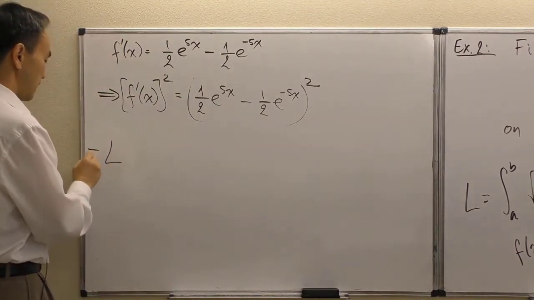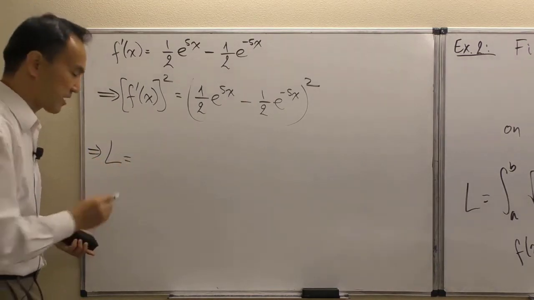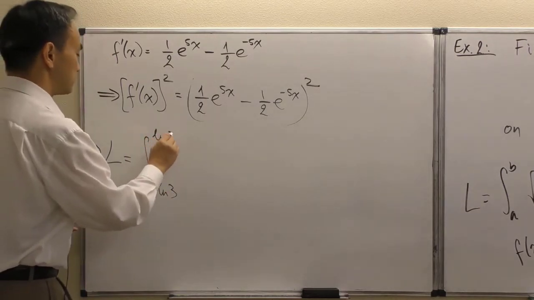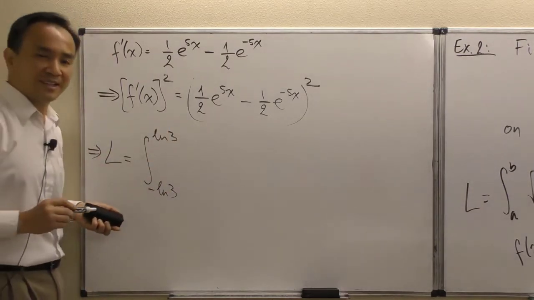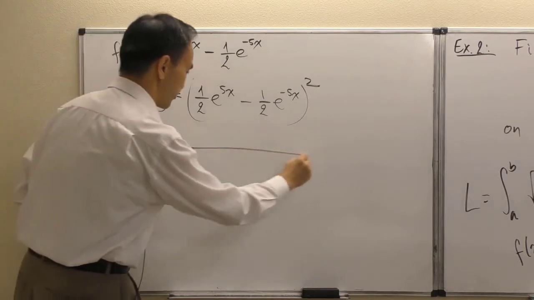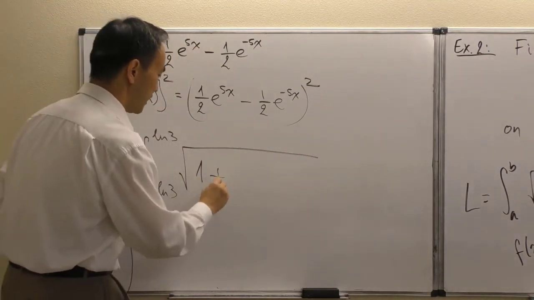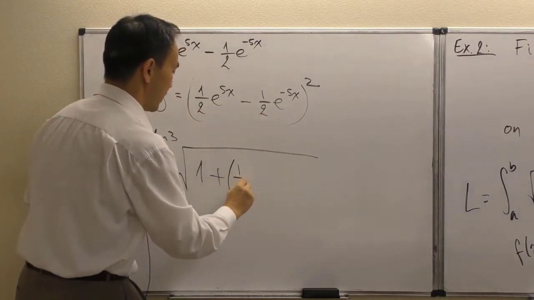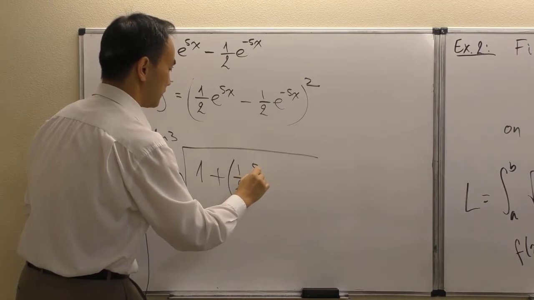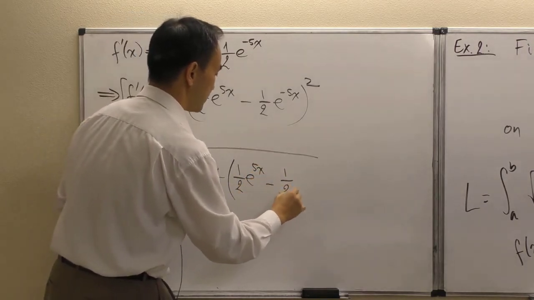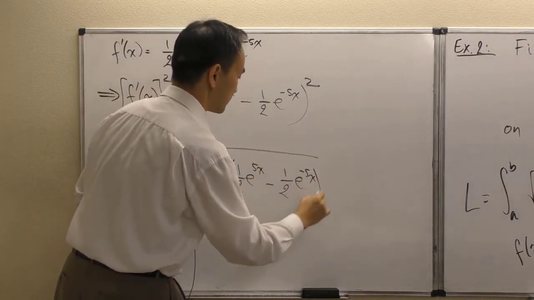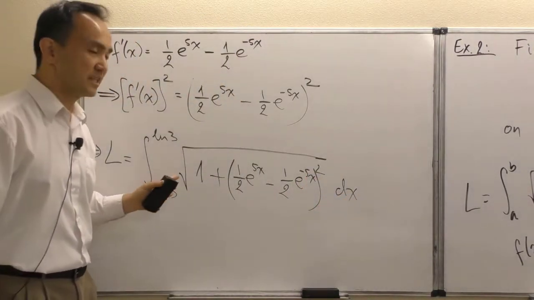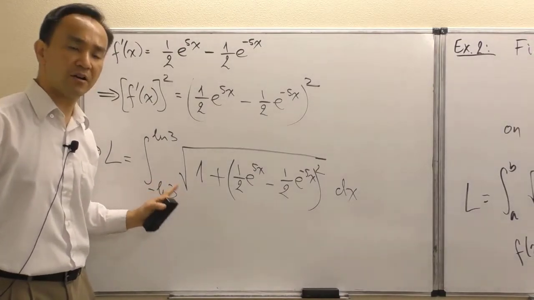That means the length we're calculating is going to be an integral from minus natural log of 3 to positive natural log of 3. And then this is a square root expression, and we're looking at 1 plus the square of the derivative, which is 1/2 times e to the 5x minus 1/2 times e to the minus 5x, all squared, with dx. And that's the complete setup of our integral right here.